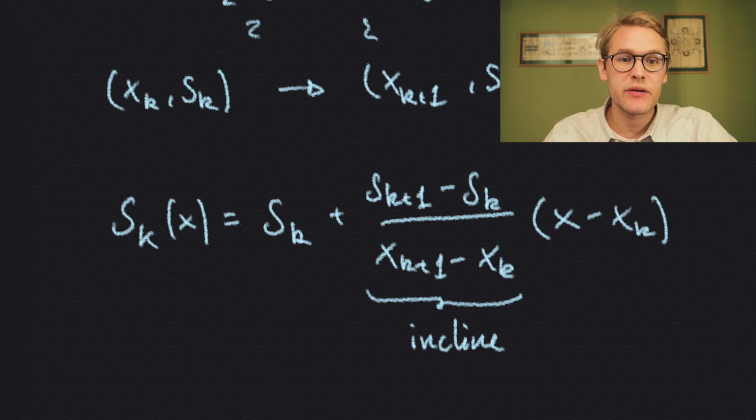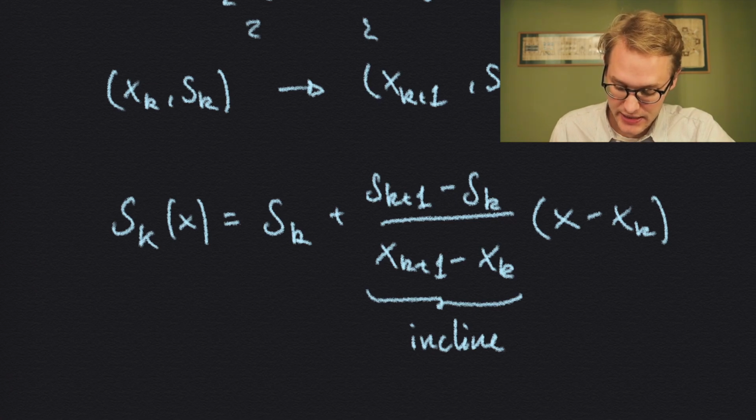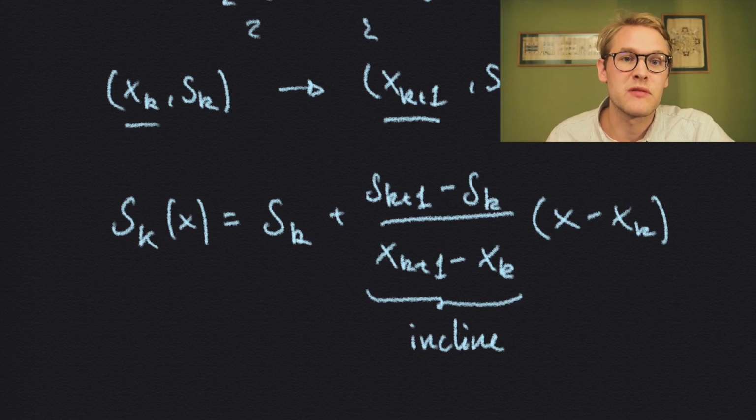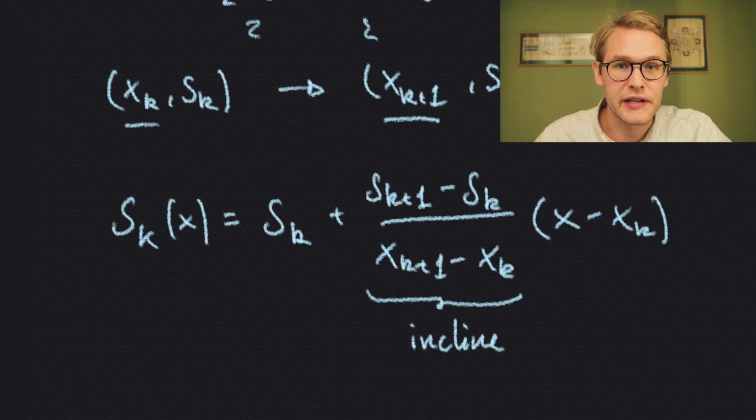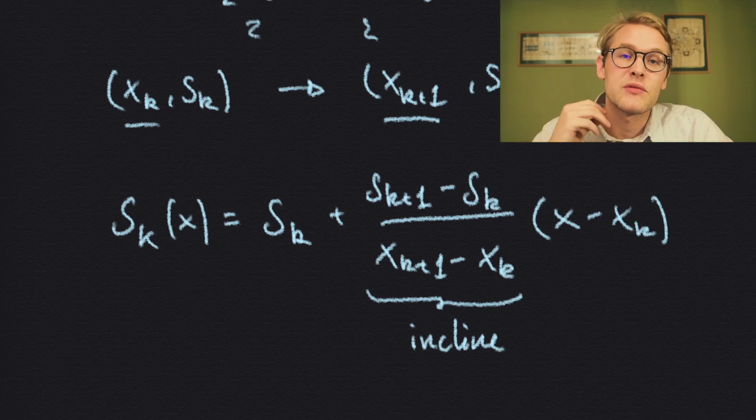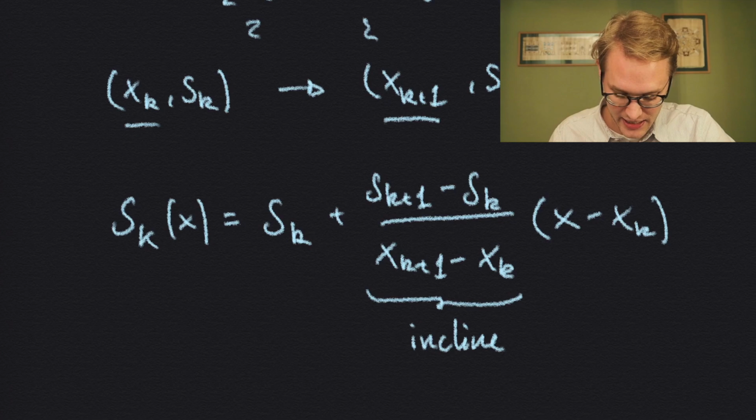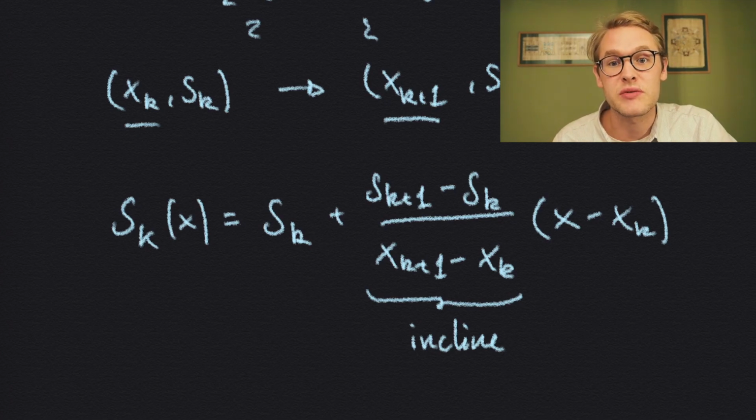So this expression here would provide a true value of a function at the nodes at xk plus 1 and xk, but it would provide a linear approximation between the nodes, which is a fairly good estimate in most cases, especially if you have a high resolution in your mesh. So we say that S_k of x will interpolate the discrete function on the chosen interval. And now to some programming again.